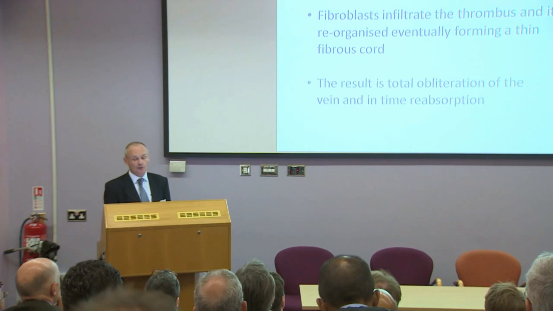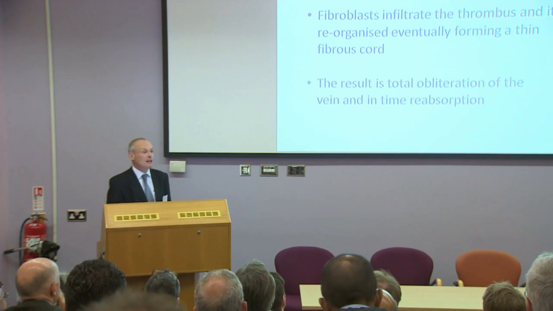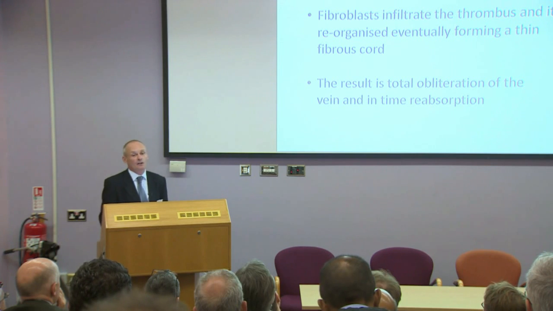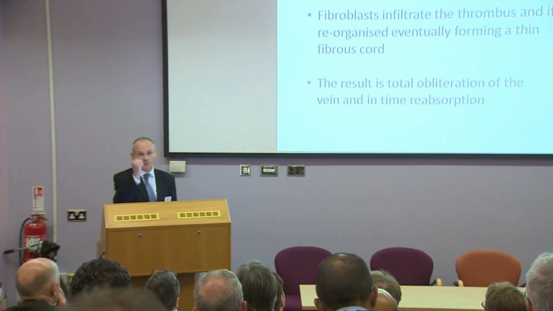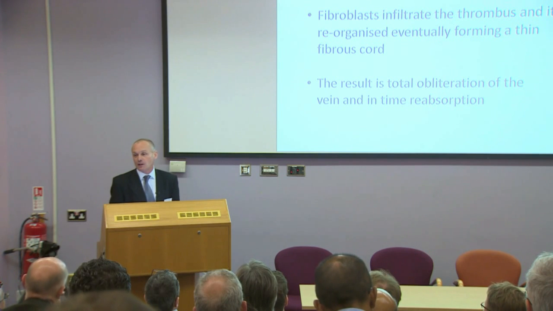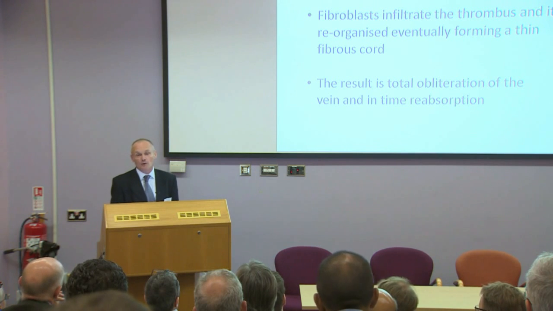So basically you've got this sclerothrombus, it's very hard, it's firmly attached to the damaged vein wall, if all's gone well. The body just responds, fibroblasts infiltrate the thrombus, it's slowly reorganized, eventually forming a thin fibrous cord, and the result is total obliteration of the vein, and in time it's reabsorbed. And those of you who've done foam, sometimes at 12 months you can't even find the GSV or the vein that you've treated, it's just been reabsorbed, or there's a very small fibrous cord.